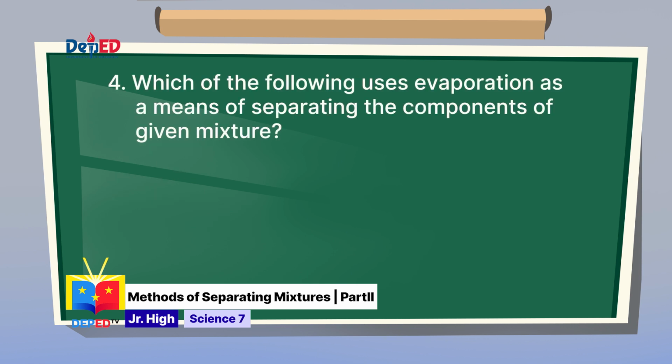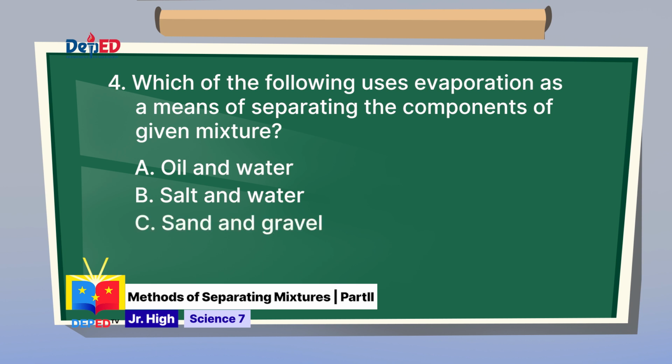Number 4. Which of the following uses evaporation as means of separating the components of given mixture? A. Oil and water. B. Salt and water. C. Sand and gravel. D. Pebbles and water. In our experiment, we used evaporation to separate salt from water. The correct answer is letter B.